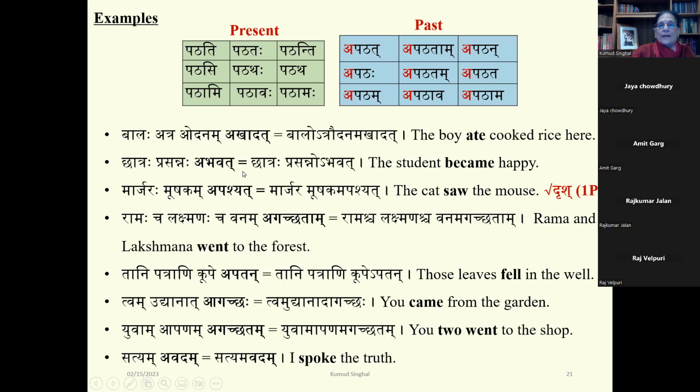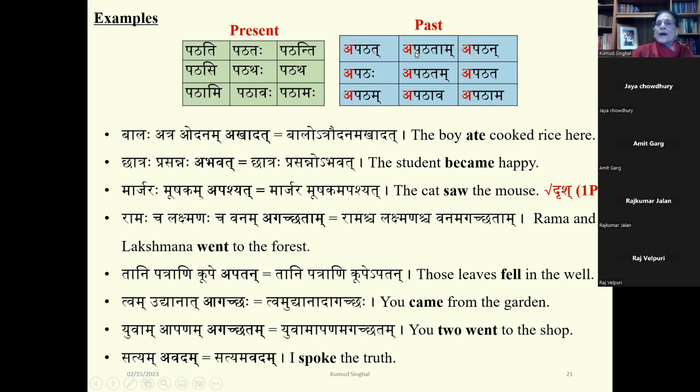third person dual. So now, Ramaha cha Lakshmanaha cha vanam agachatam. The cha could be after this thing, or cha could be after each word. You could use cha either way. So we've been using Ramaha Lakshmanaha cha. I thought we will use this form. Ramaha cha Lakshmanaha cha vanam agachatam.